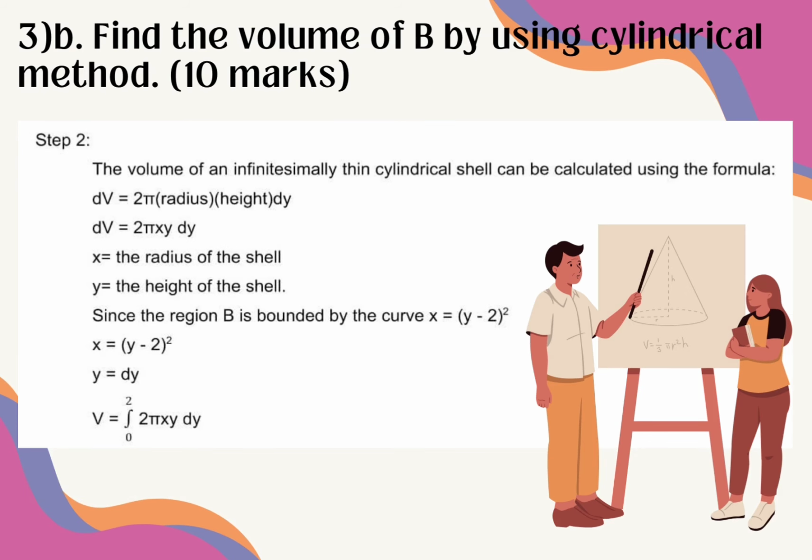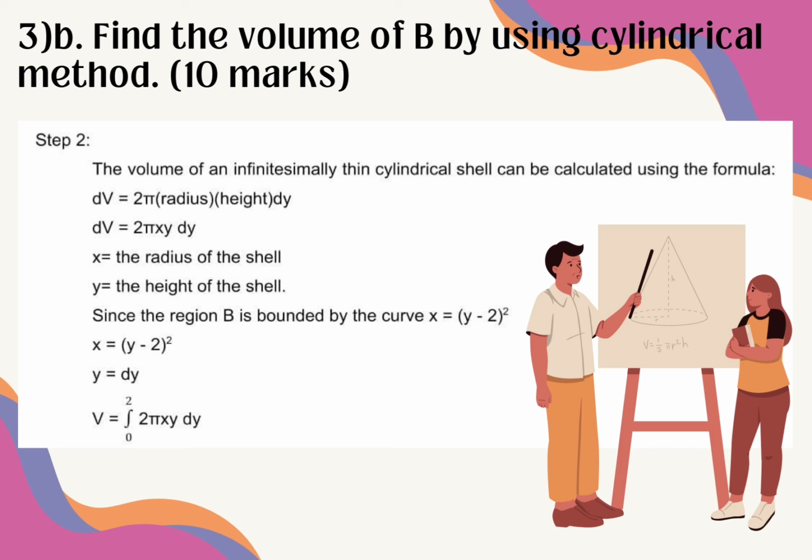The formula for calculating the volume of an infinitesimally thin cylindrical shell is dV equals 2 pi, radius, height, dy, or, in the case of our specific problem, dV equals 2 pi x y dy. To calculate the volume of region B, we will use integration. We will integrate the expression 2 pi x y with the appropriate limits.